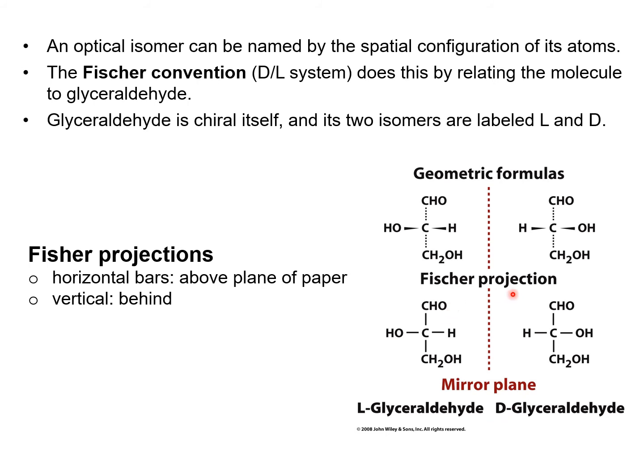And Fischer projections actually simplify this drawing from the geometric formulas by using only bars or lines. Horizontal bars mean that these groups are above the plane of the paper, protruding towards you, as opposed to the vertical lines, which basically indicate the groups that are behind the plane of the paper.